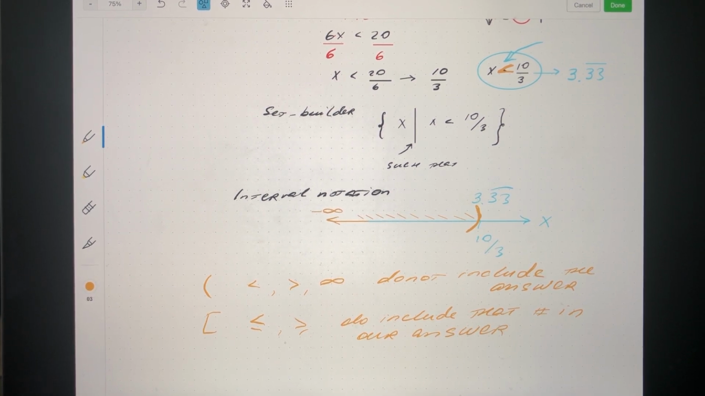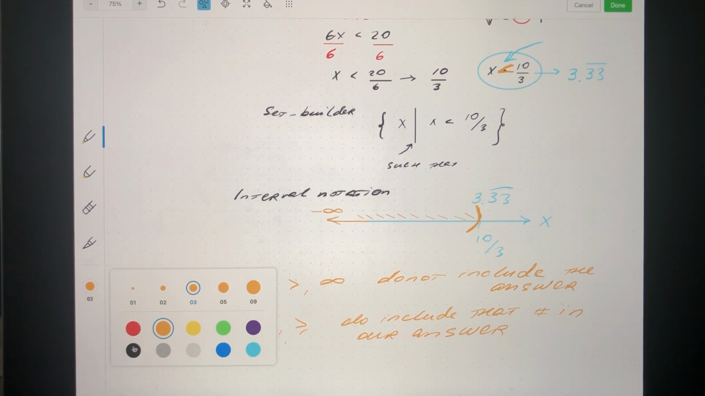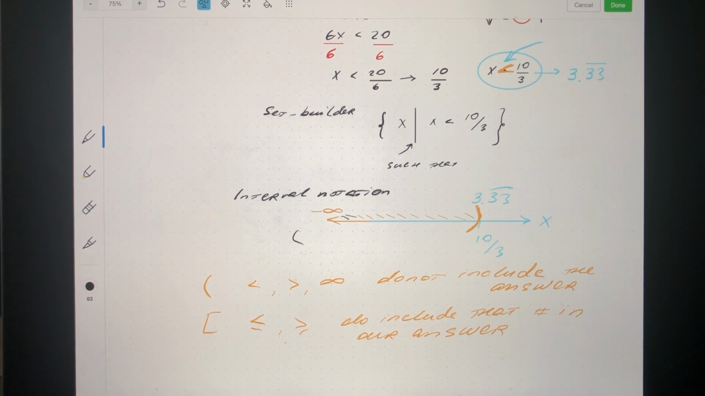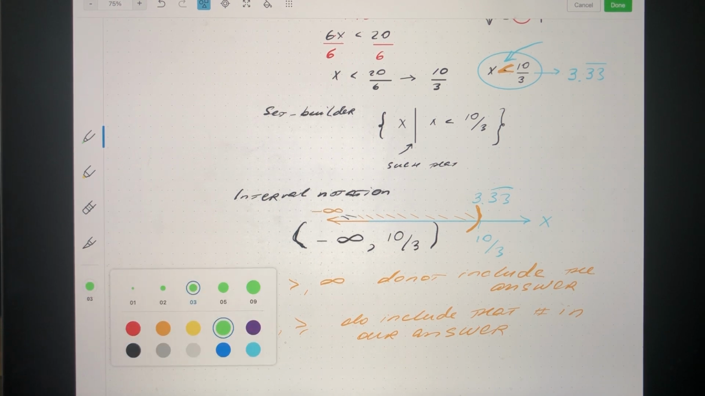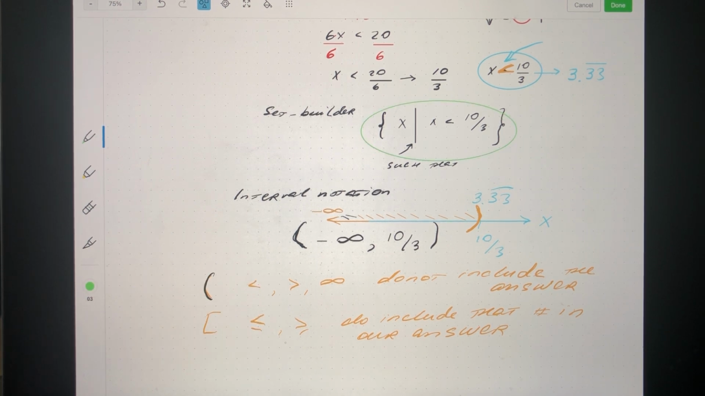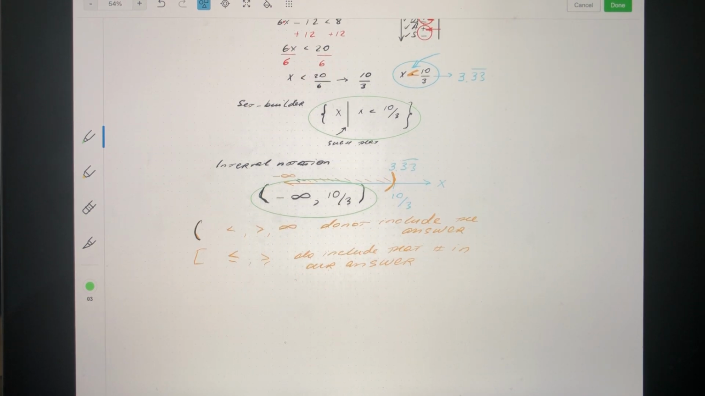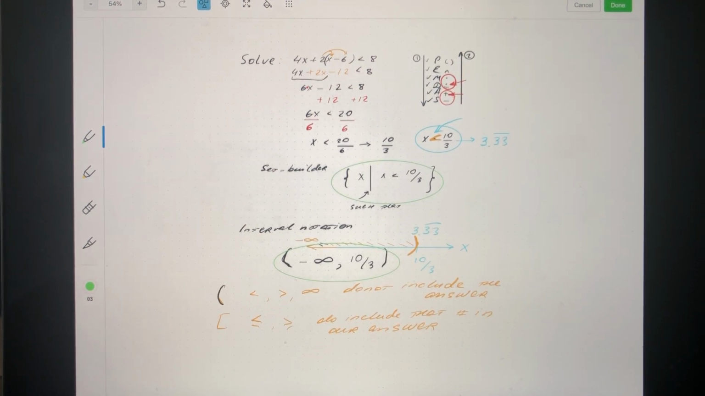So in our case, the answer in interval notation will be, where does the answer begin? Well, it begins at -infinity, and infinity always gets the parenthesis. So it begins with a parenthesis, -infinity, comma, where does it end? Well, it ends at 10/3, also with a parenthesis. So here are my two answers, one in set builder notation and one in interval notation. Which one depends on what the question or the instructor is asking for. Both describe the same solution.